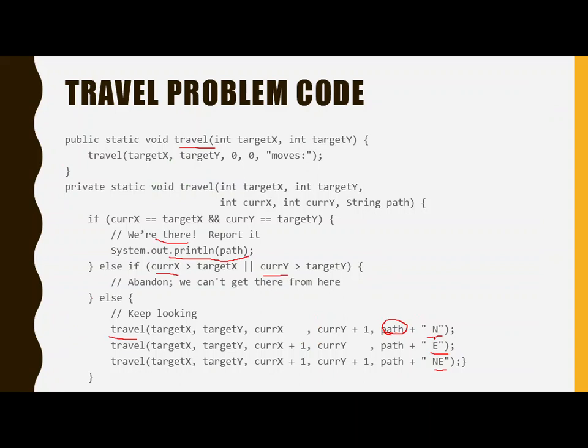That's all the code, right? So if you're there, stop and say yay. If you're past it, abandon and just return. Otherwise, keep looking. Try north, try east, try northeast, and see how it goes. That will solve all of the problem by itself. Wow, right? Kind of interesting.